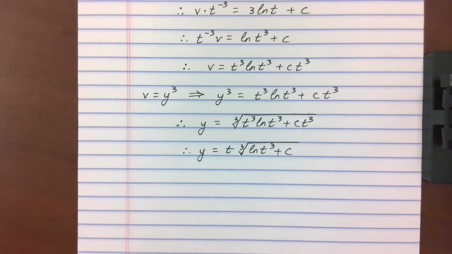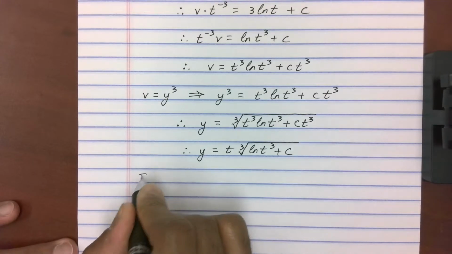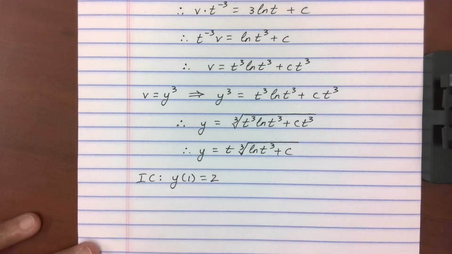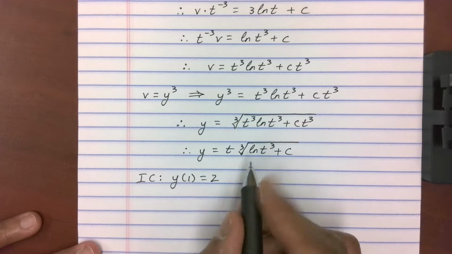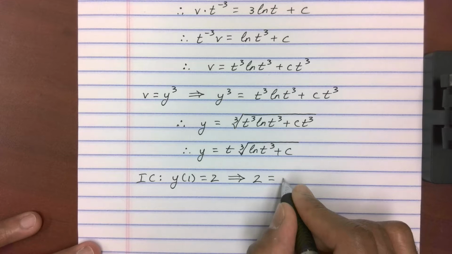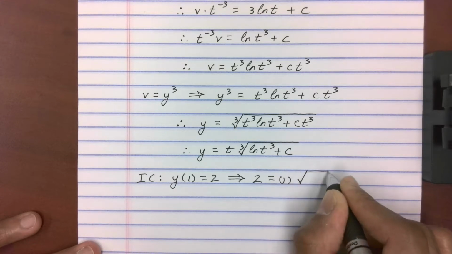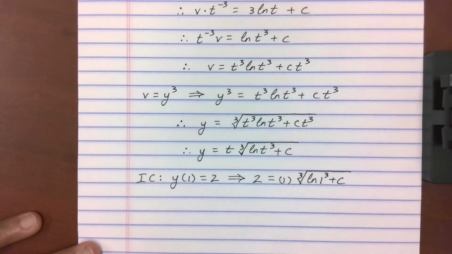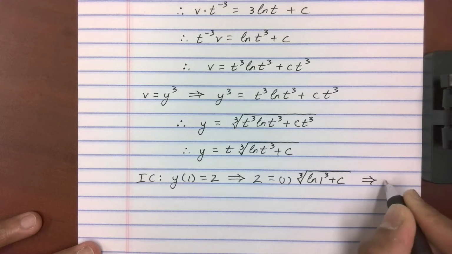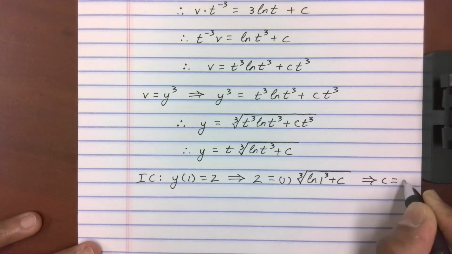However, let's not forget that we also have an initial condition, and so we must solve for a specific value of c which satisfies the given initial condition, which is y of 1 is 2. Therefore, if we substitute the value of 1 for t, the value of y is 2. And therefore we get 2 equals 1 times the cube root of natural log of 1 cubed plus c. And solving this equation for c gives us a value of c which is equal to 8.